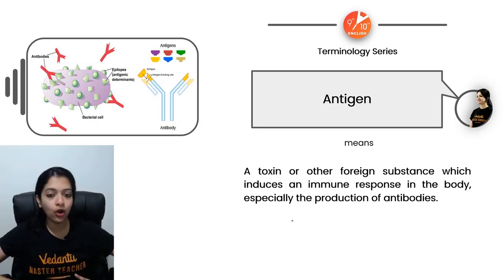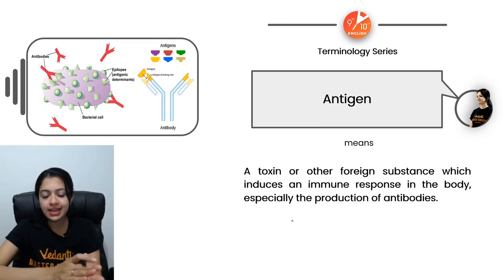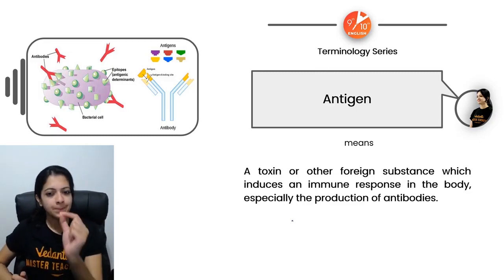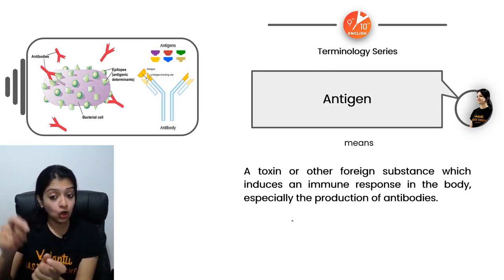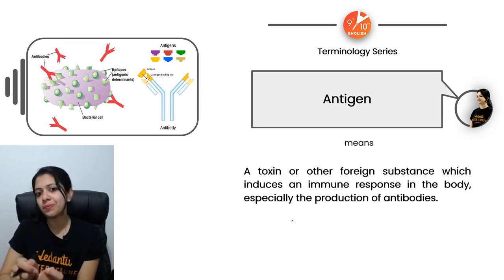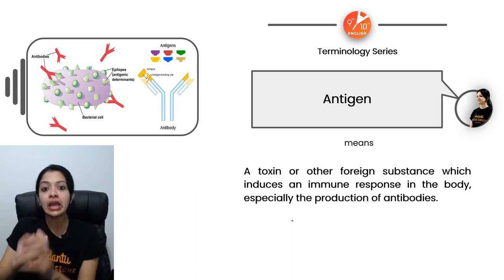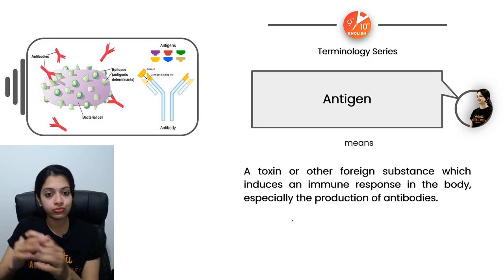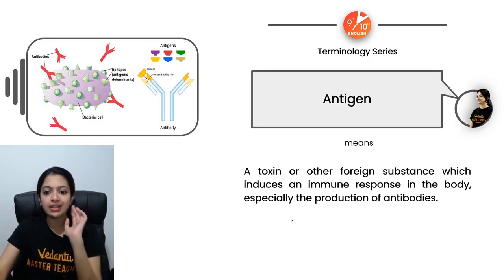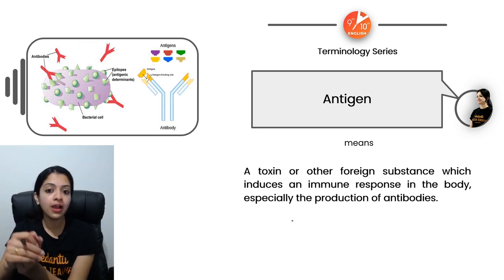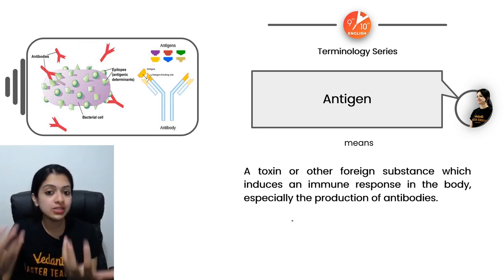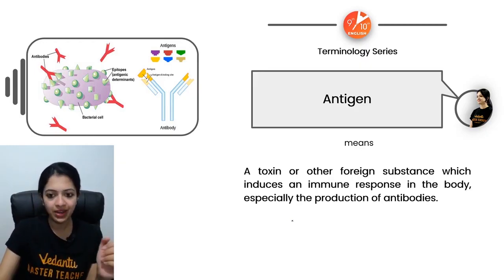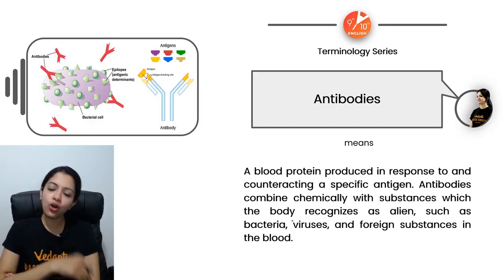They wouldn't be foreign to your body, but when your blood is transfused to another person who required your blood, your blood's A and B antigens could be considered a foreign substance by that recipient's body. This is why we say all blood compatibility issues have to be taken care of during blood transfusion. All right, so this is what an antigen is: a toxin or other foreign substance which induces an immune response in the body, especially the production of antibodies. Right? Okay, now what exactly are antibodies then?